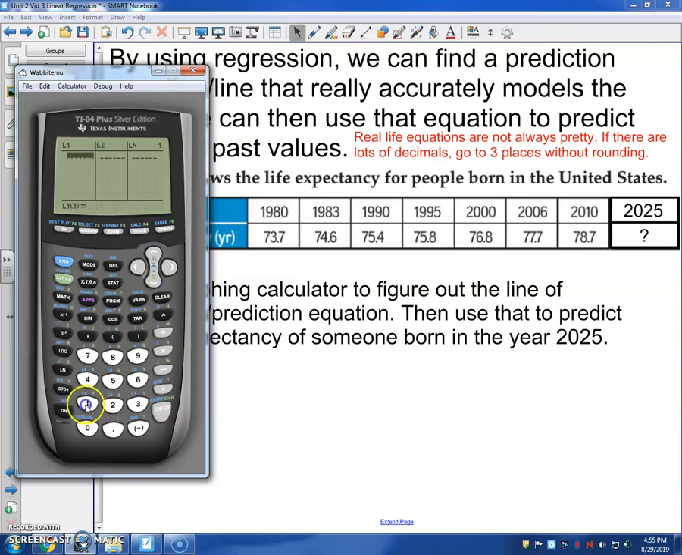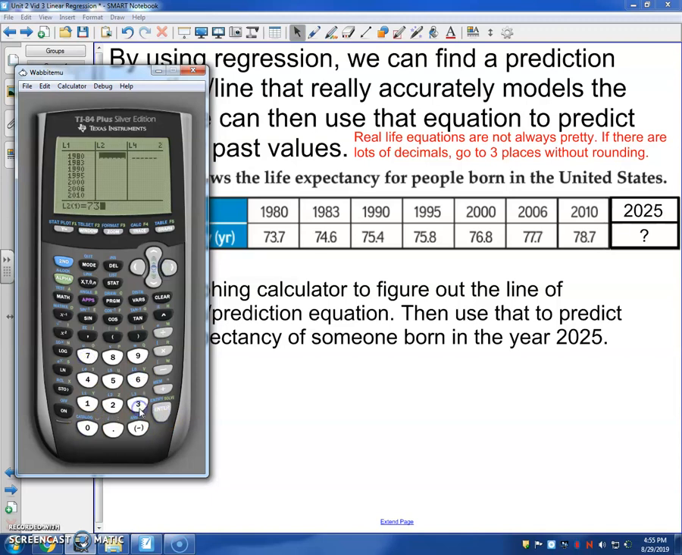So for L1, I'm doing 1980, 1983, 1990, 1995, 2000, 2006, 2010. I will not put in 2025 because it has a missing point. It's incomplete, so I'm going to skip that.